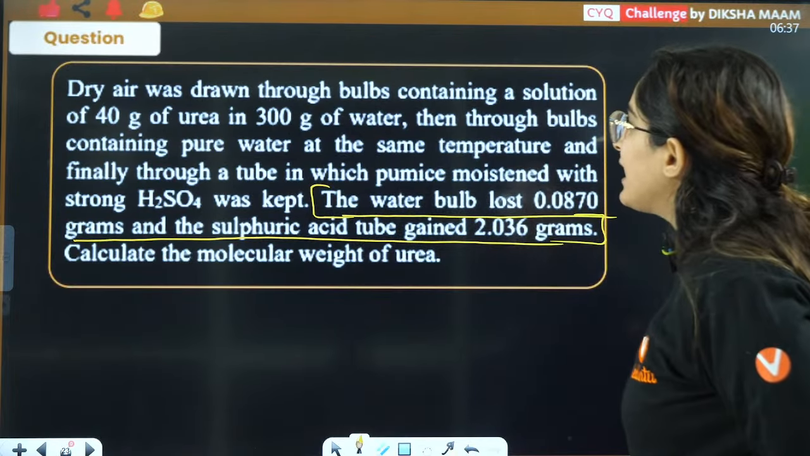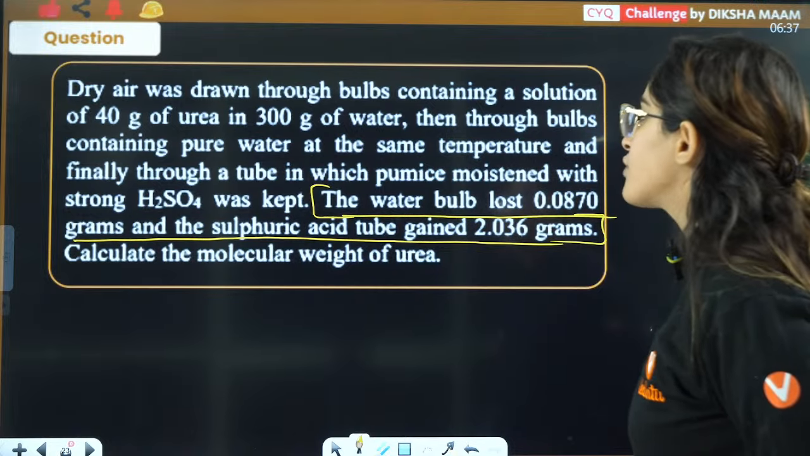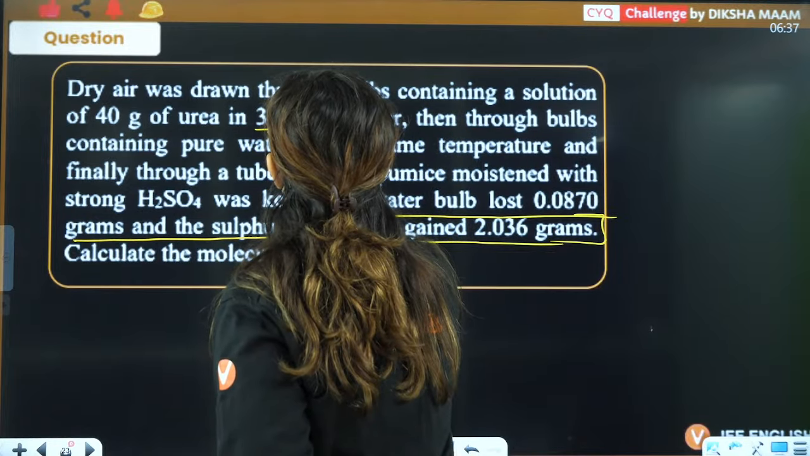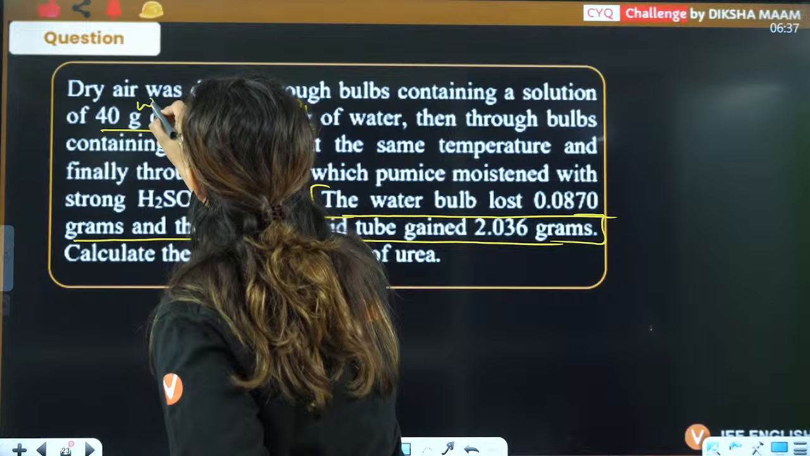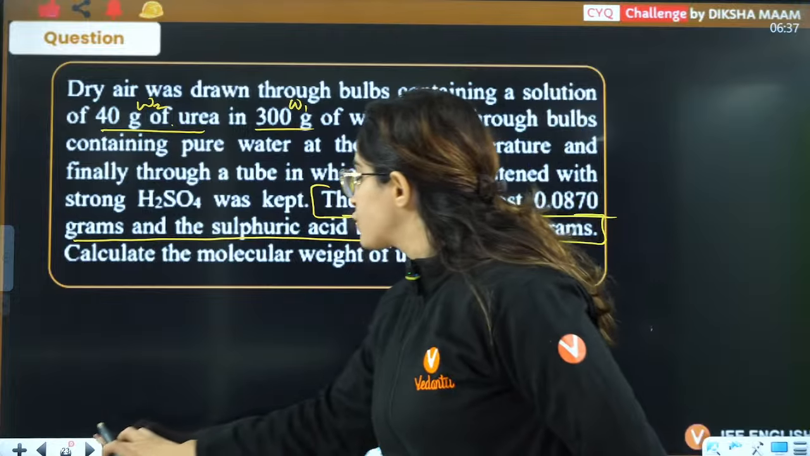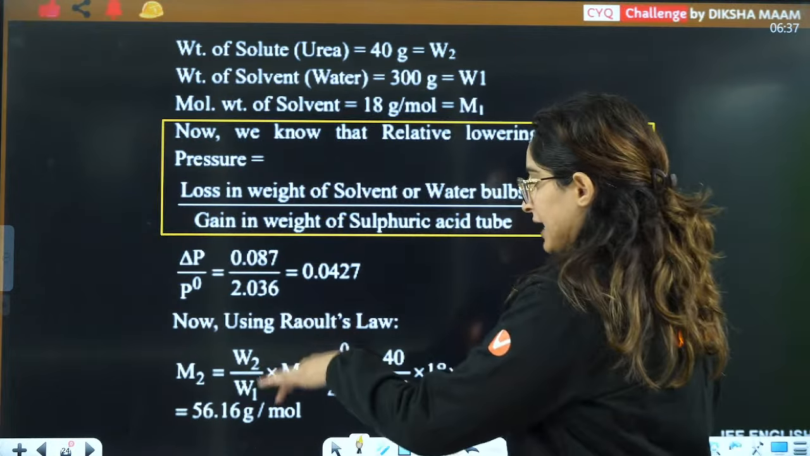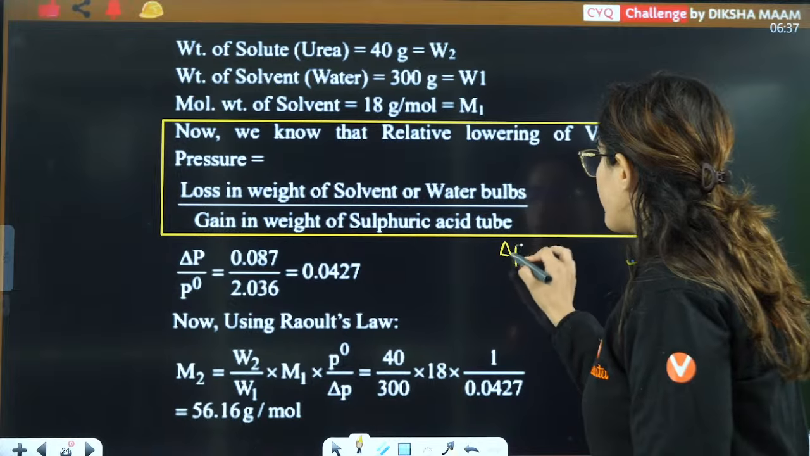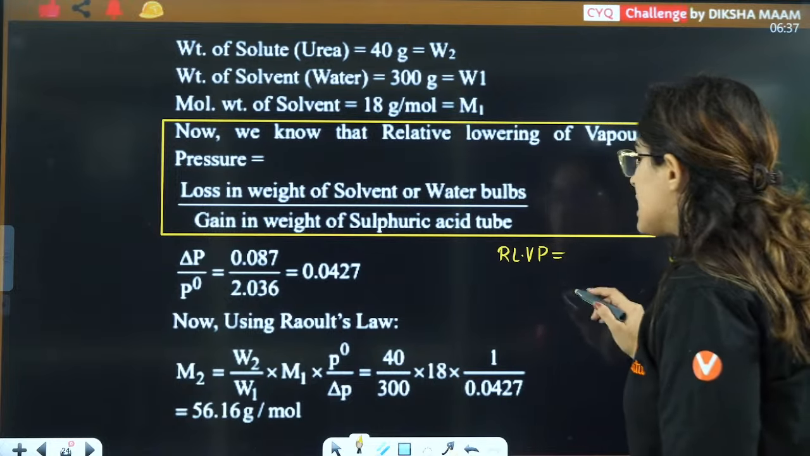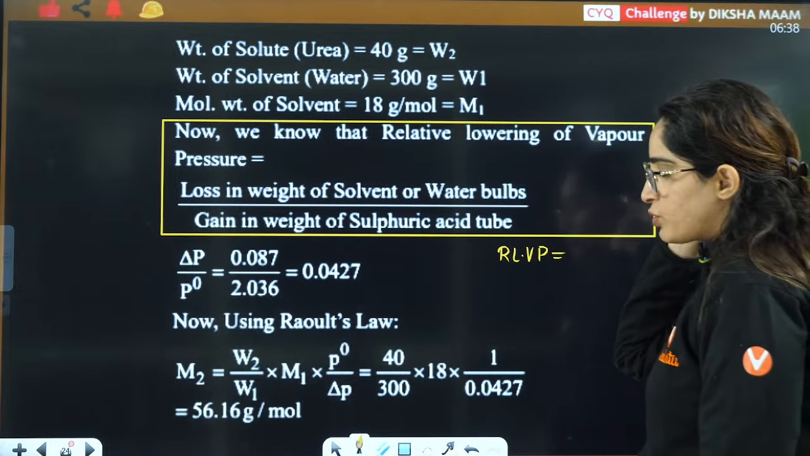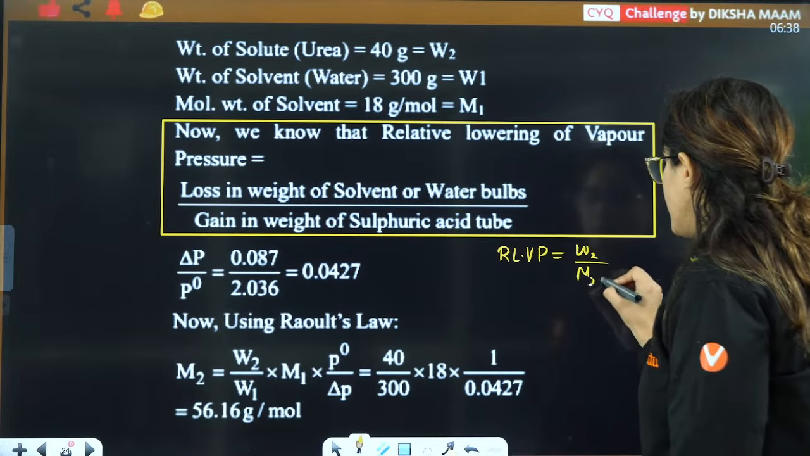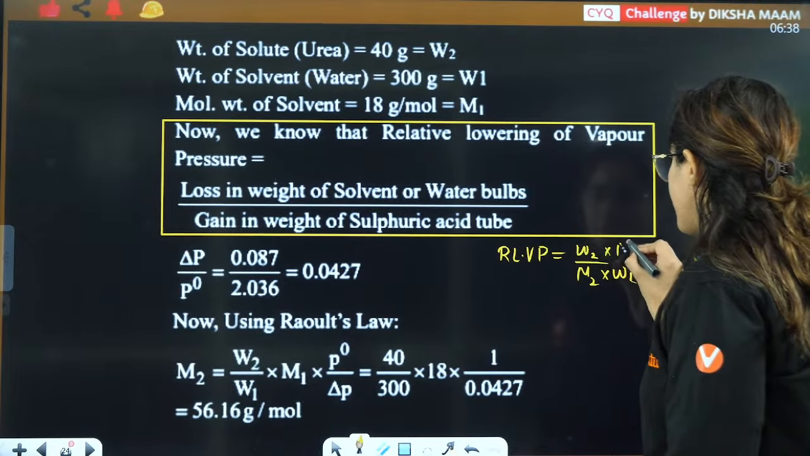Dry air was drawn through a container with a solution of 40 gram. The weight of urea is given to you, the weight of solvent is given, the weight of solute is given. So now if you write it here, relative lowering in vapor pressure is equal to the number of moles of solute by the number of moles of solvent. Number of moles of solute is W2 by M2, this is multiplied by W1, this is M1.